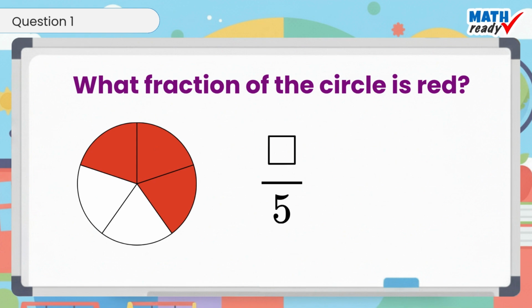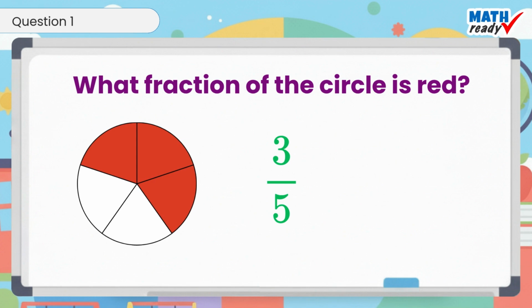Next, we count how many of the parts are coloured red. We can see that 3 of the parts are coloured red. This means in our fraction, 3 will be the numerator. So, the fraction of the circle that is red is 3 over 5.